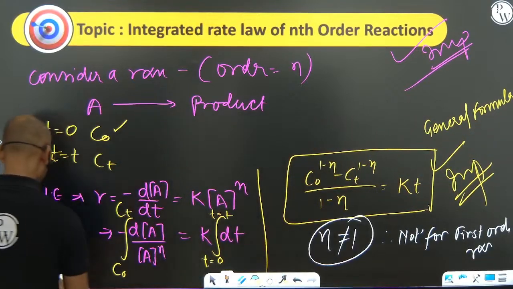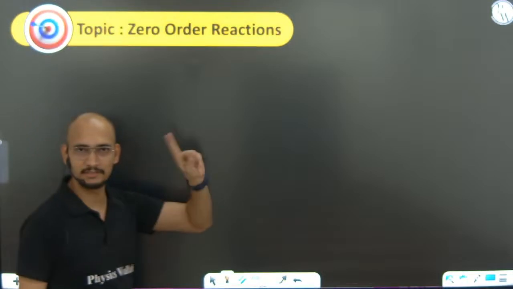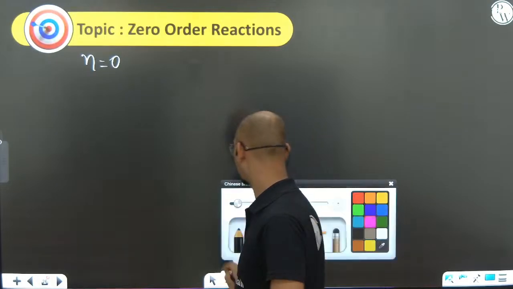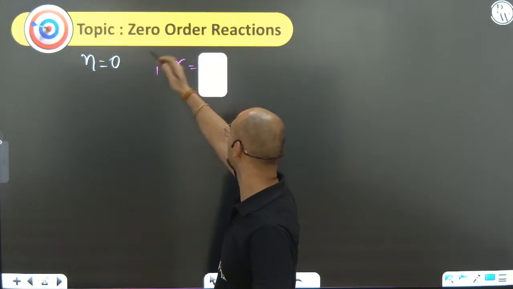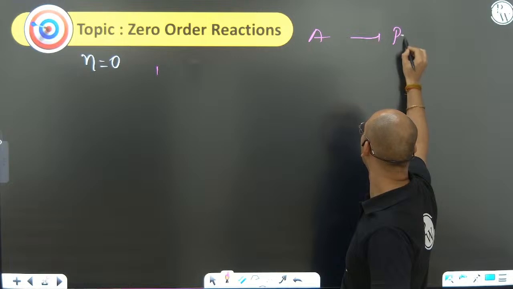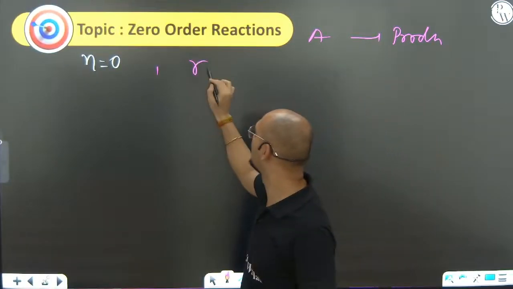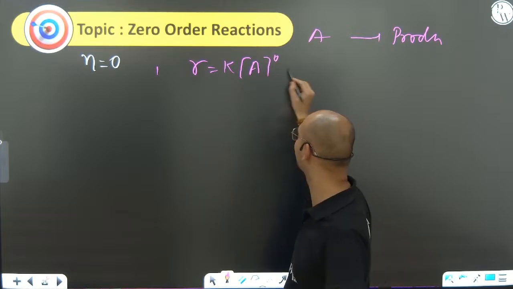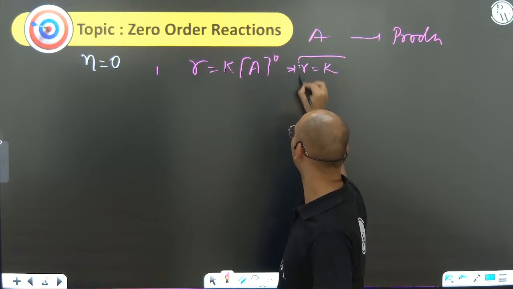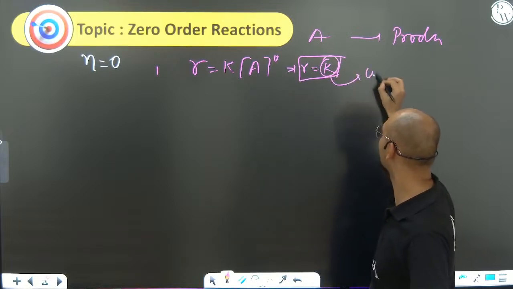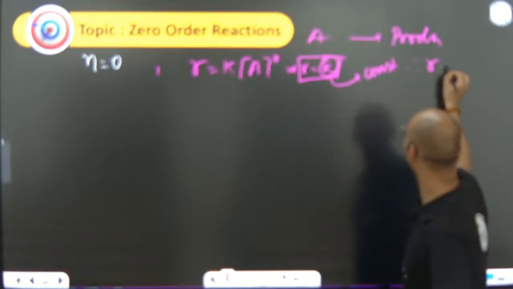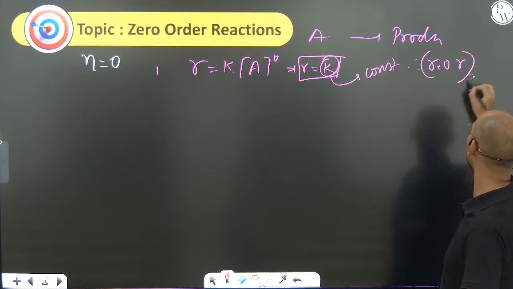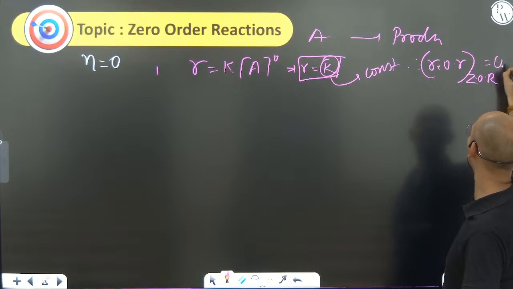Now, let us move ahead towards the particular orders of reaction. First is zero order reaction, for which n equals 0. How can we write the rate law expression? Consider a reaction A to product. Rate equals K, A to the power 0, because it is a zero order reaction. So rate equals K, but K is a constant. Therefore, the rate of reaction for a zero order reaction is going to be a constant.